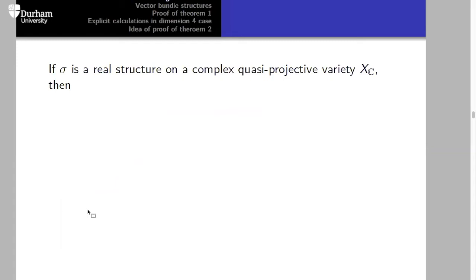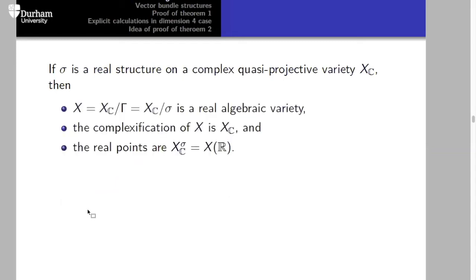If sigma is a real structure on a complex variety X_C, then I can look at the quotient defined by sigma. It's a Galois group action on the complex variety. The quotient is a real algebraic variety. And the complexification of the variety that I just gave you comes back to X_C, and the real points of X are just the fixed points of the real structure. So a complex variety with a real structure has all the information. It tells me about the real points, it tells me about everything.